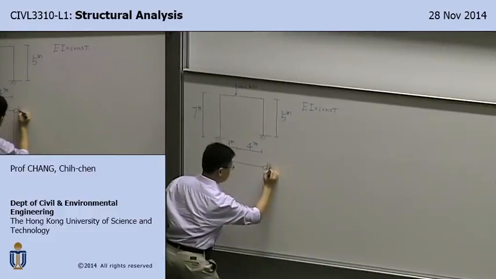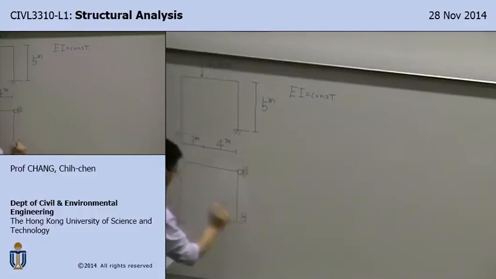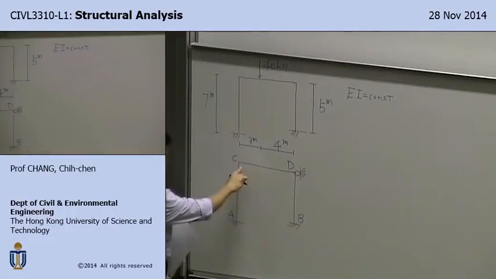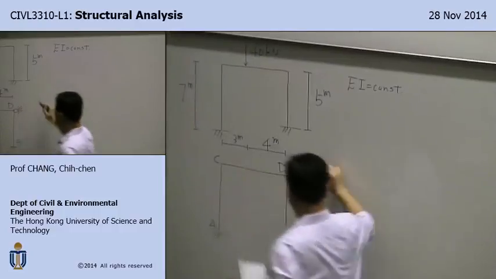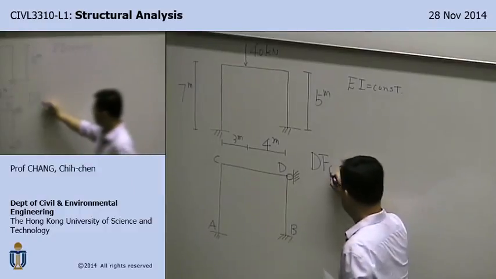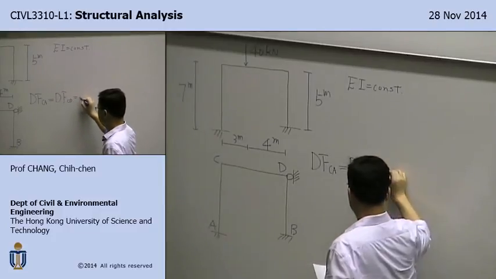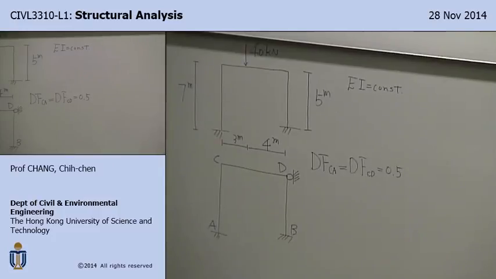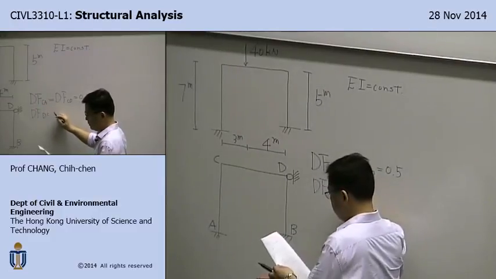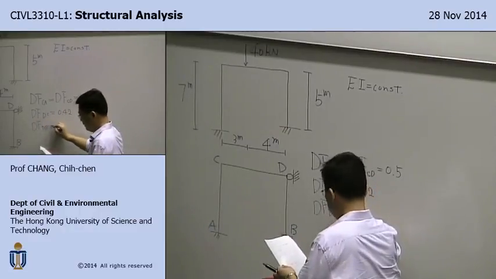This is fairly easy to do. So I name this A, B, C, D. So I need to calculate distribution factors here and there. So please verify yourself. I have two sets of distribution factor, CA and CD. They are the same, 0.5. Distribution factor at D, DC, is 0.42, and DB is 0.58.